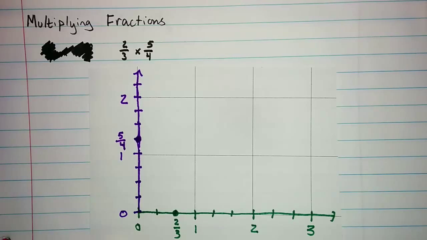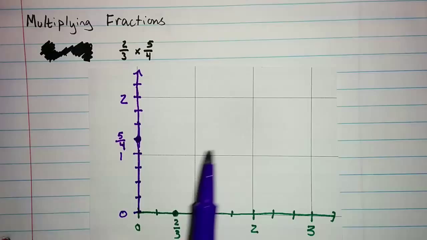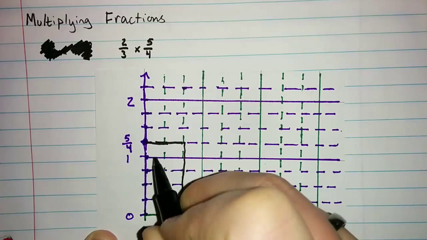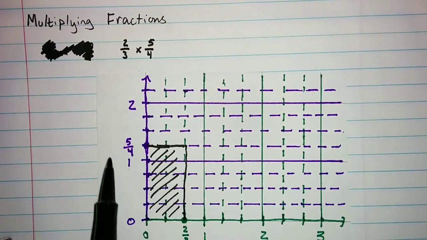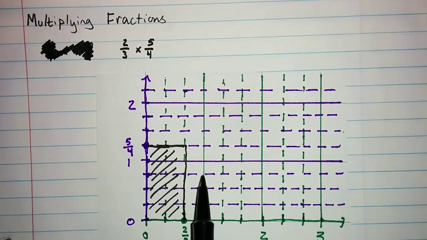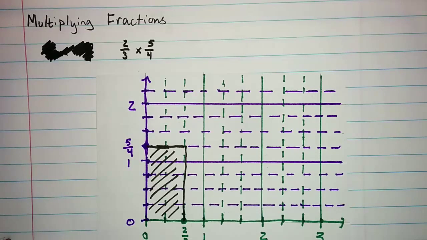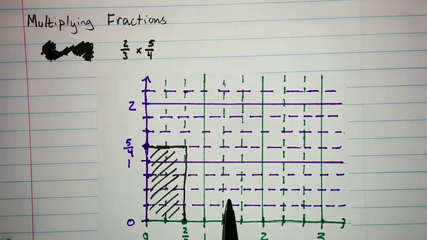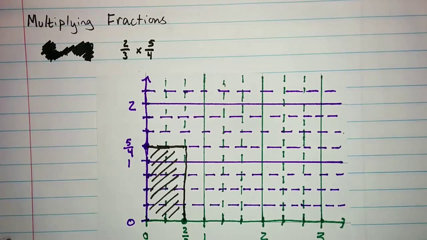Then 2/3 times 5/4 will represent an area. Namely, it's going to represent this area. So this area then is 2/3 times 5/4. What fraction is this? Well, first, let's look at one of these unit squares and see how many equal parts it's divided into. I see 1, 2, 3, 4, 5, 6, 7, 8, 9, 10, 11, 12. Each unit square is divided into 12 equal parts. Each of these little squares is a 12th.